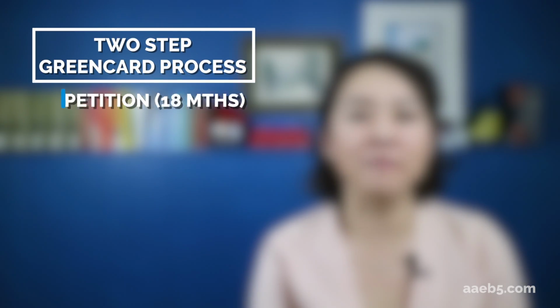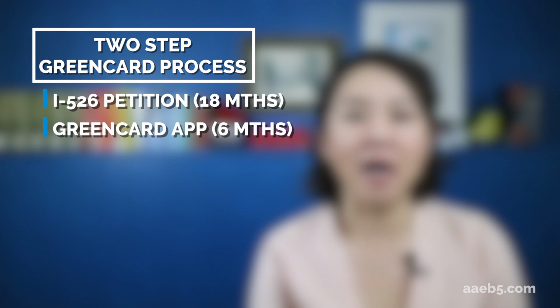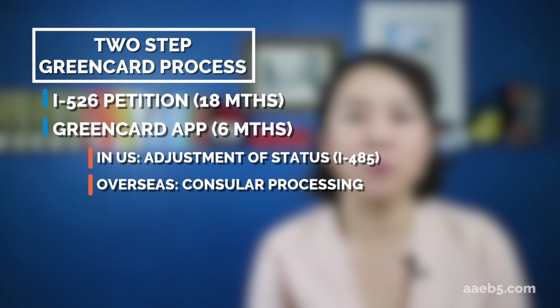I've already mentioned that getting an EB-5 visa is a two-step process. Step 1 is the I-526 petition, and hopefully you've already watched that video. If you're in the US when the I-526 is approved, the I-485 Adjustment of Status will be Step 2. If you're overseas, please head on over to the consular processing video. So let's begin.